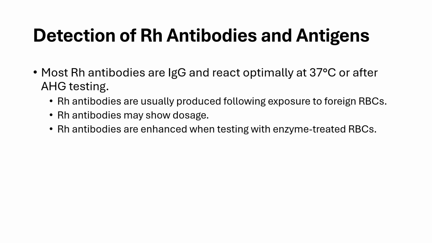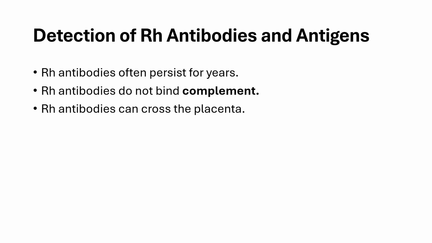Testing for Rh antibodies is often enhanced by using enzyme-treated red blood cells, such as papain or ficin, which can increase the sensitivity of the test by modifying the red blood cell surface and exposing or enhancing antigen sites. These characteristics make Rh antibodies clinically significant, as they can cause hemolytic transfusion reactions and hemolytic disease of the fetus and newborn. Rh antibodies often persist for many years after initial sensitization.